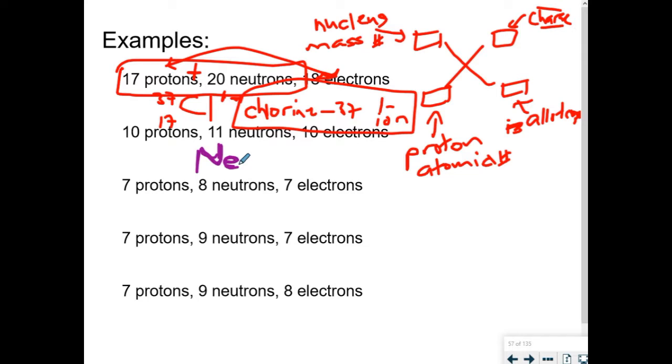All right, anyways, I got a topic. Neon's number 10. We can put a 10 in the corner. The number that goes up here will be 21. Why is it 21? Well, because 10 plus 11 adds up to 21. So its total weight is 21.